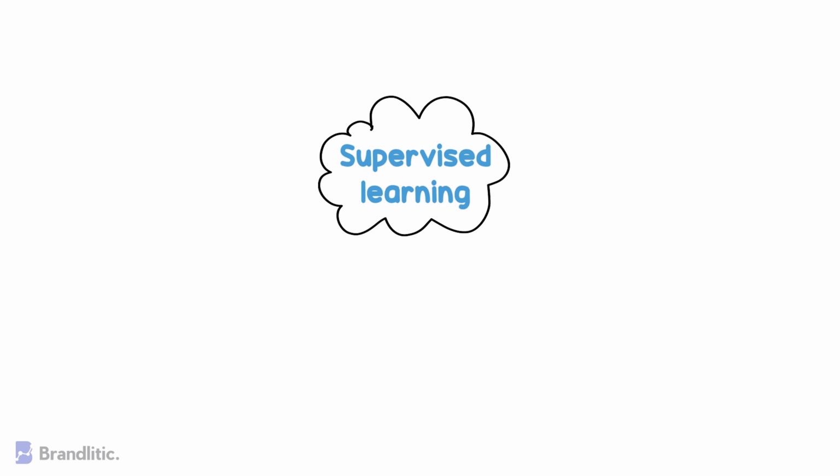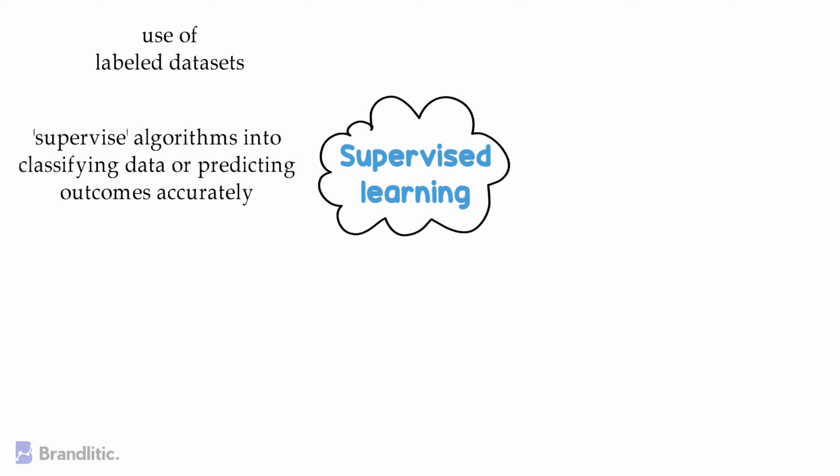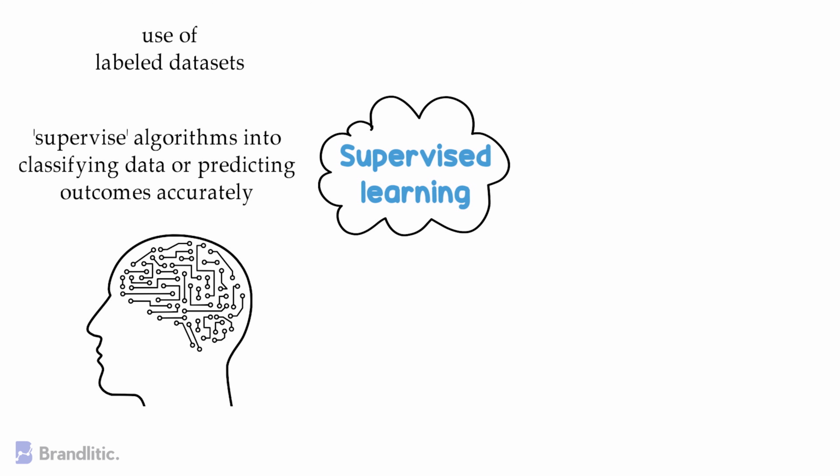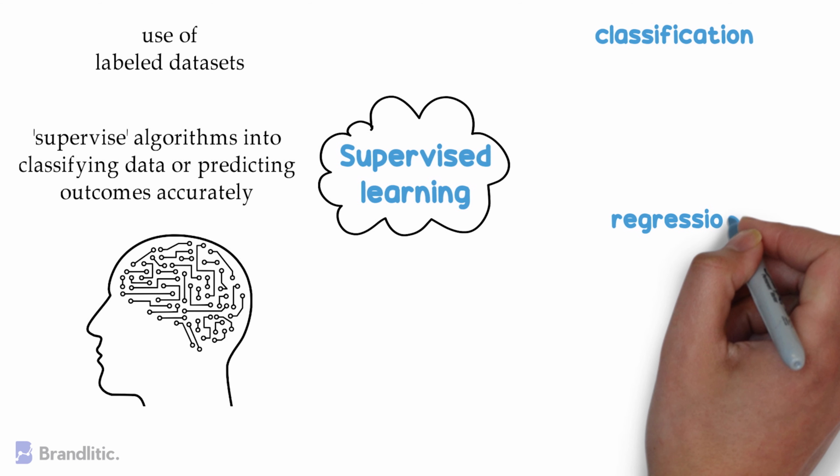Supervised learning is a machine learning approach that's defined by its use of labeled datasets. These datasets are designed to train or supervise algorithms into classifying data or predicting outcomes accurately. By using these labeled inputs and outputs, the model can measure its accuracy and learn over time. Further, supervised learning can be separated into two types of problems when data mining: classification and regression.